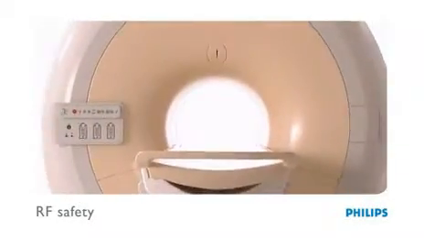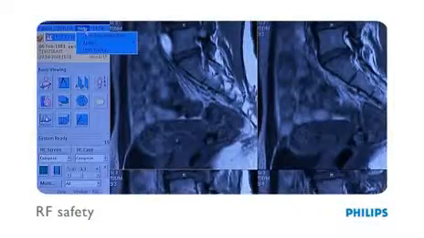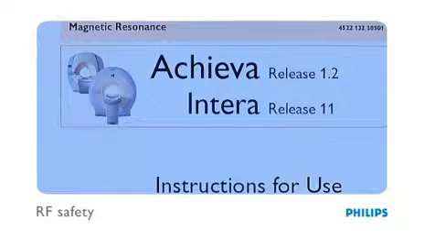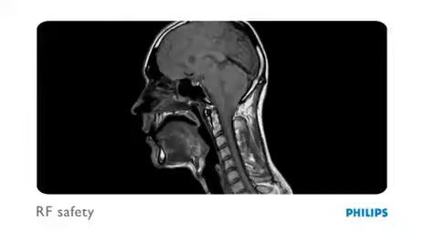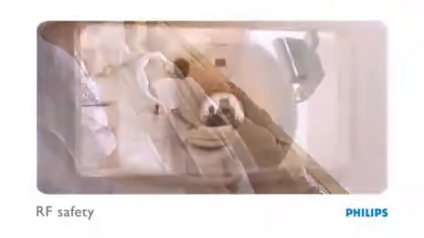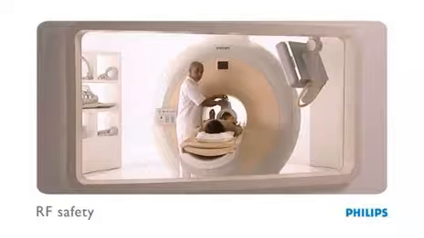This video highlights some of the basic guidelines for safe operation of an MR system. In addition to this, you should read and understand the chapter on safety in the instructions for use of the MR system. If issues are not clear, please contact your local physicist or applications specialist. Provided that the appropriate safety precautions are observed, MRI is an inherently safe modality, producing images of outstanding clinical value.